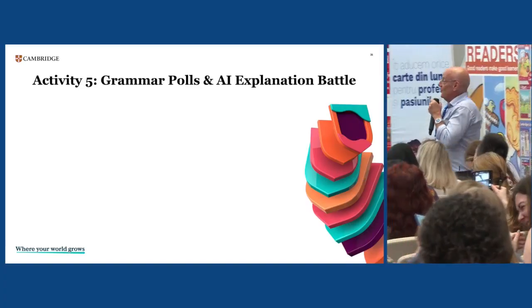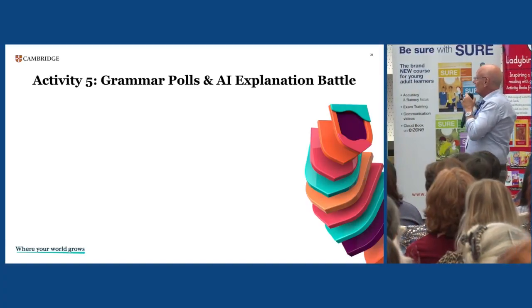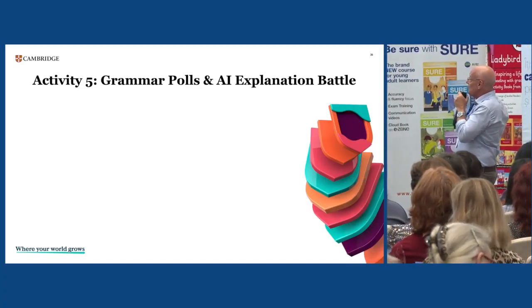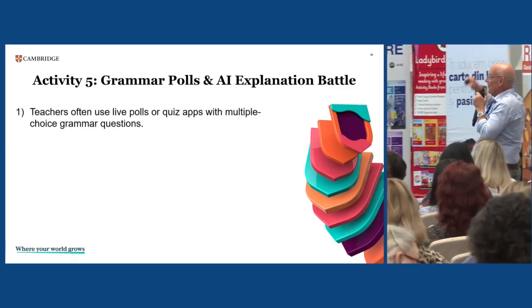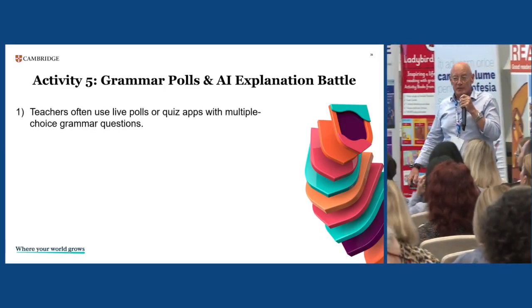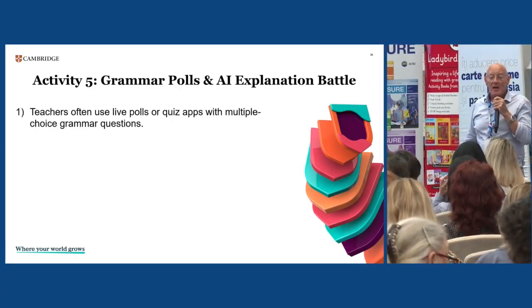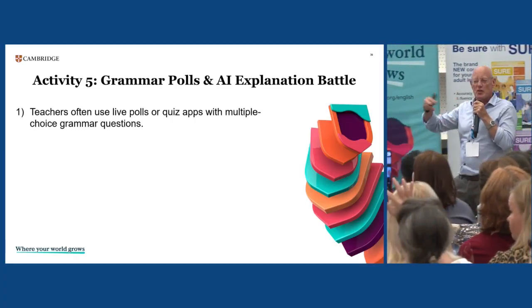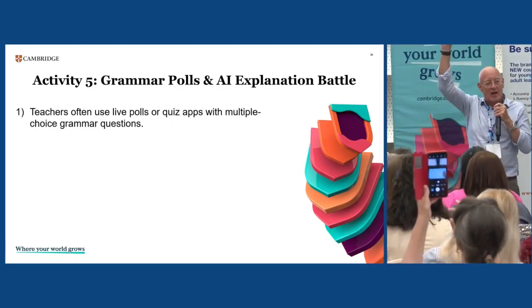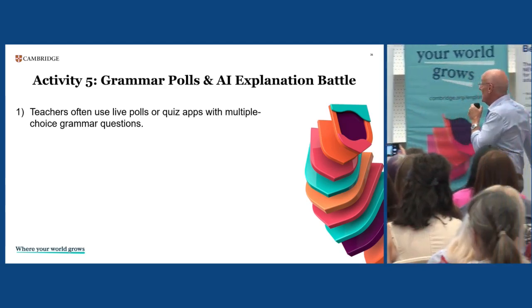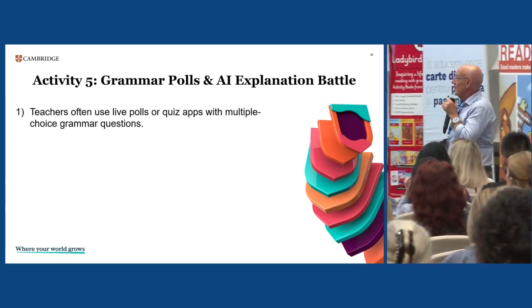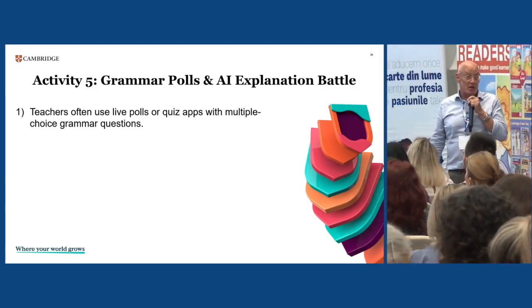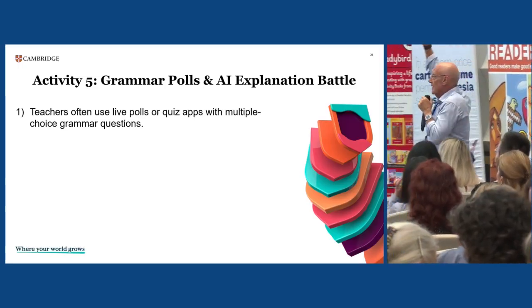Okay, the fifth one, but actually the third one, grammar polls and AI explanation battle. This is a bit of fun. I think we often use polls in our teaching, particularly online, asking people for responses. What do you think? Put it in the poll. Are you left, right, yes, no, whatever it might be. And they often have multiple choice answers, A, B, C, D.